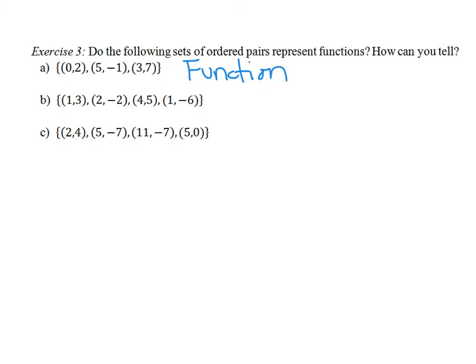This is a function. However, in example B, I see that there are 2 different points, (1, 3) and (1, -6). The input of 1 has 2 different possible outputs. Therefore, example B would be not a function.